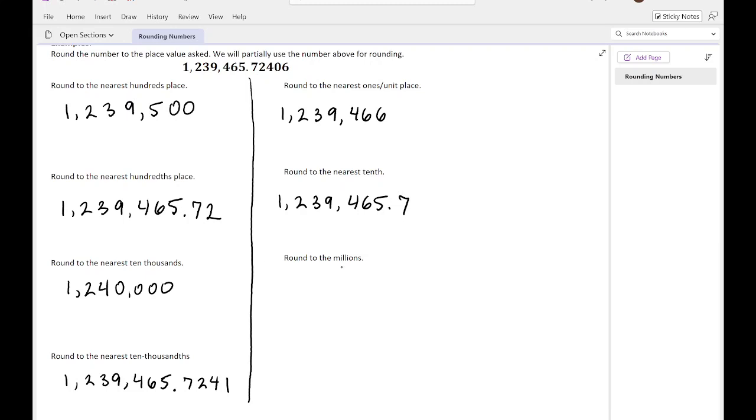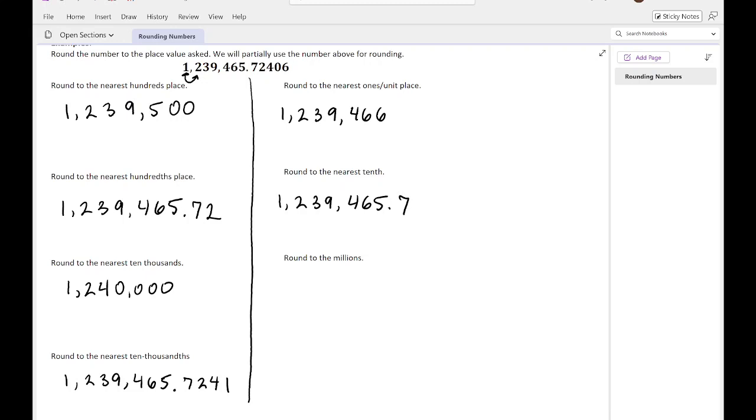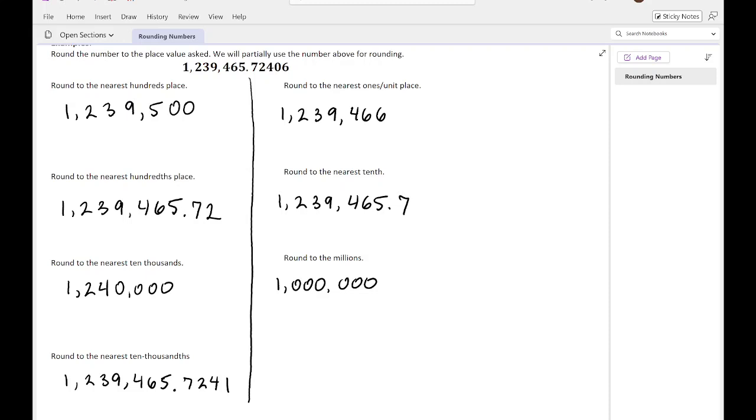And now we're going to round to the nearest millions. Simple enough. Million is right here at the 1, so we're going to look immediately over at the 2. 2 is less than 5, so we're just going to have 1, comma, 0, 0, 0, comma, 0, 0, 0, and that's it. And this is how you would round numbers depending on where it's asked of you. Again, 5 or more, round the number you want up by 1, 4 or less, leave it alone.